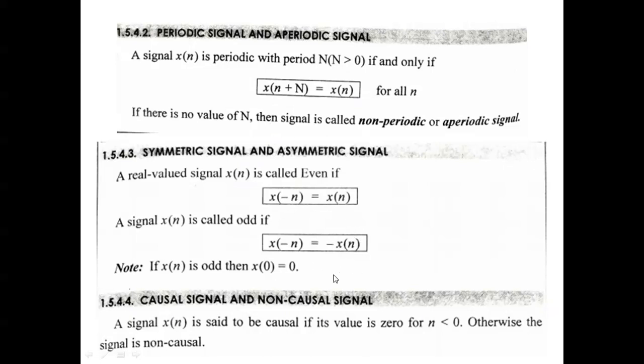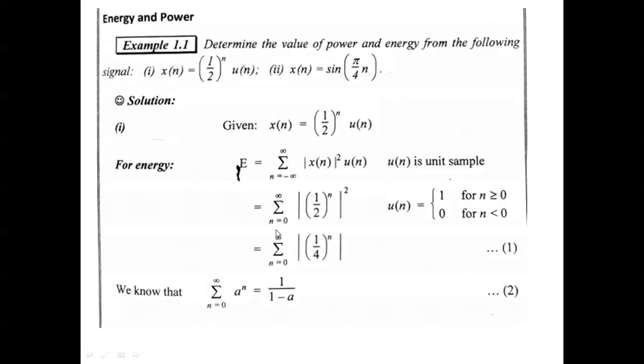This we have already seen. Now, classification of problems. See the energy and power problems. So x of n is equal to 1 by 2 power n, whole power n, times u of n, where u of n is the unit step signal. So you see that E is equal to, so the unit step formula is there. u of n is equal to 1 when n is greater than or equal to 0, and 0 otherwise.